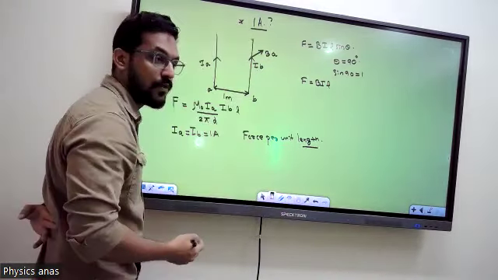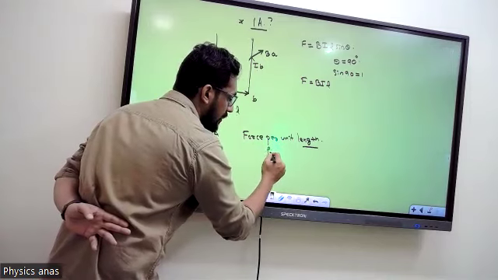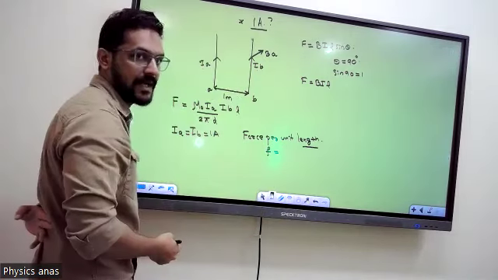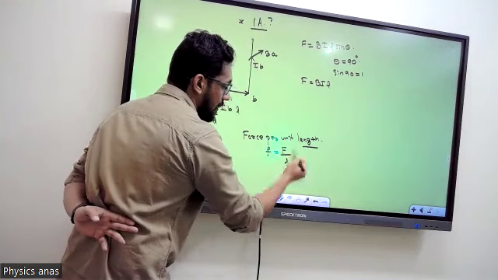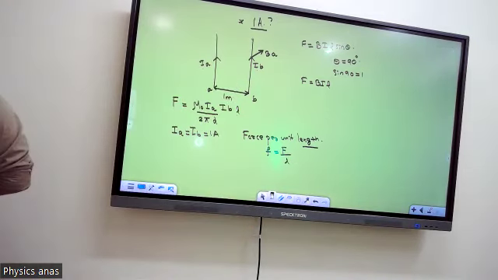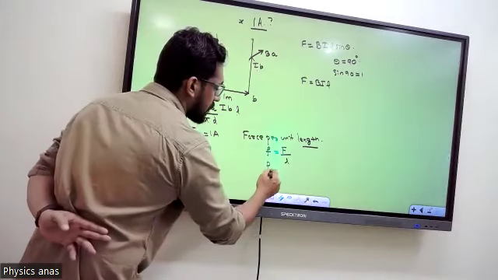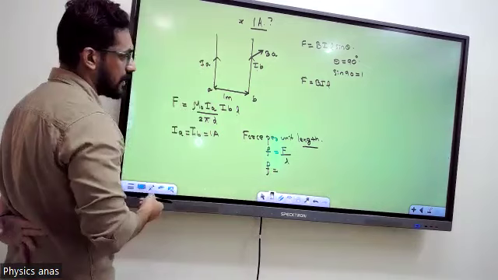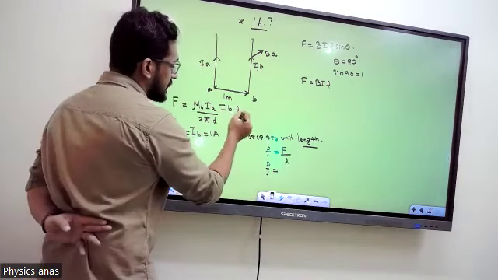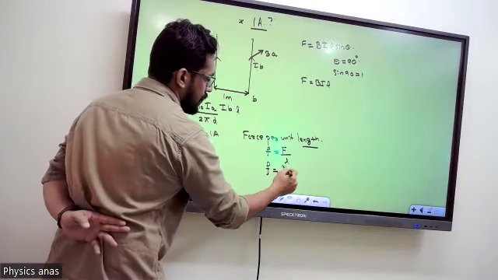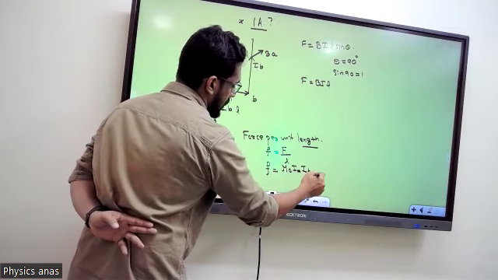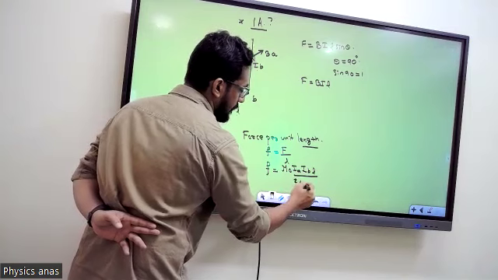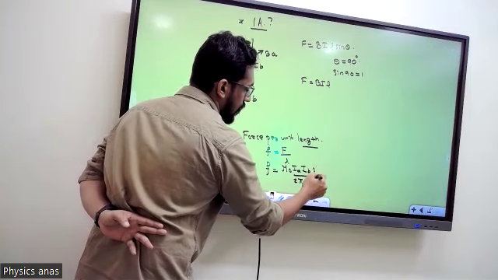I can take it as F4. Then force per unit length will be F by L, just F by L. If you are taking force per unit length in this equation, what will be the value? This L will be gone. There is mu naught IA IB L divided by 2 pi d. So this L will be gone from the equation.